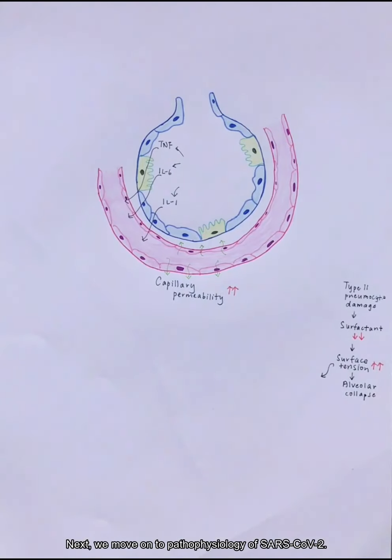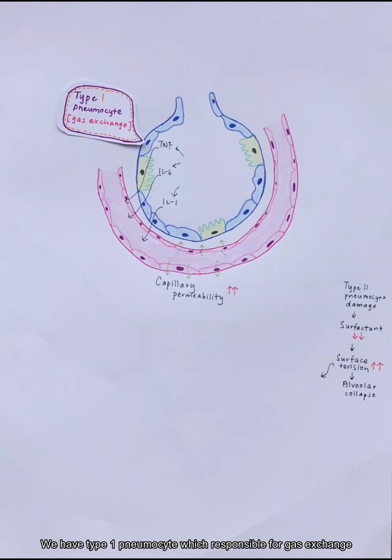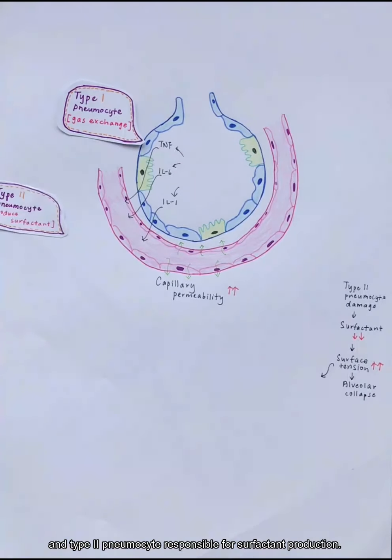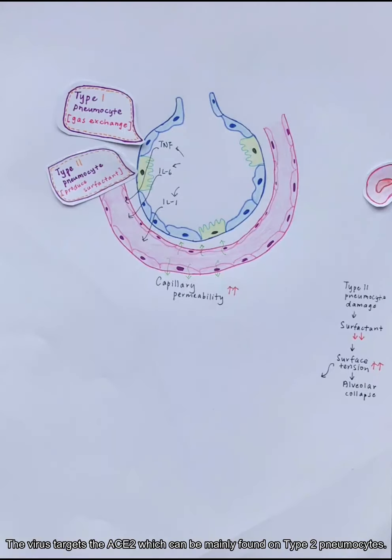Next, we move on to the pathophysiology of SARS-CoV-2. We have type 1 pneumocytes, which are responsible for gas exchange, and type 2 pneumocytes, responsible for surfactant production. Once the virus enters the respiratory tract, it attacks the alveoli. The virus targets the ACE2, which can be mainly found on type 2 pneumocytes.